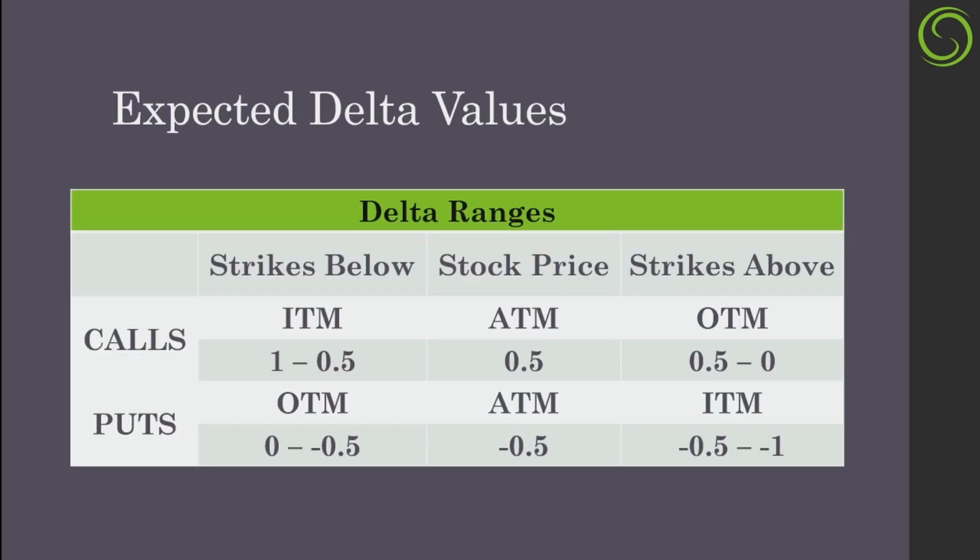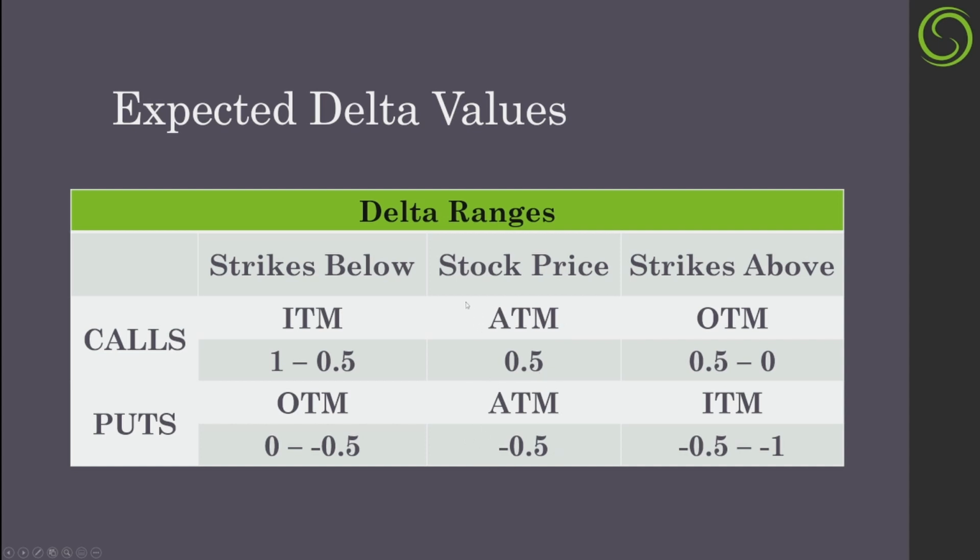But this is another way you can look at delta and the ranges that it has. Okay? So as we see right here in the middle, this is the stock price, at the money for your calls and puts. So your call will typically be around 0.5 for at the money. Your puts will be -0.5, okay?